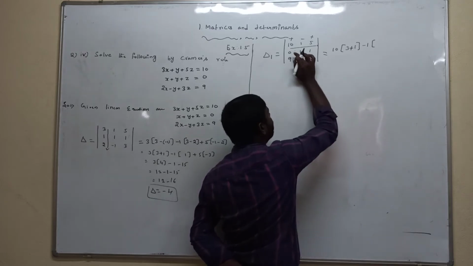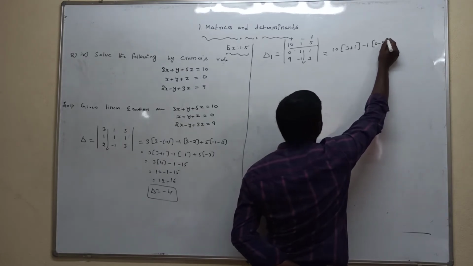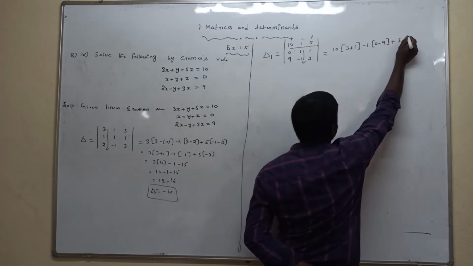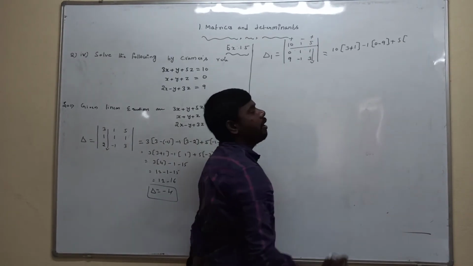Cross multiply left of the element. 0 into 3, 0. Minus 1 into 9, 9. Next symbol is plus, element is 5. Plus 5 present in the first column and third columns are eliminated.